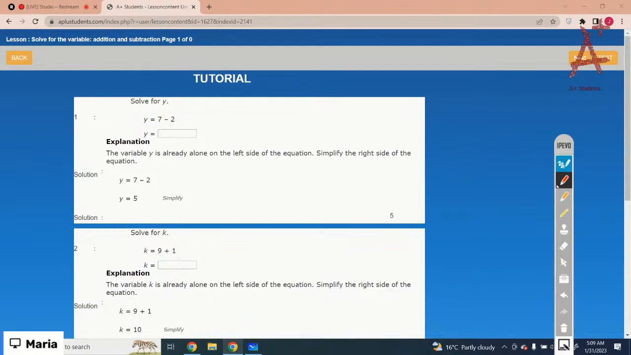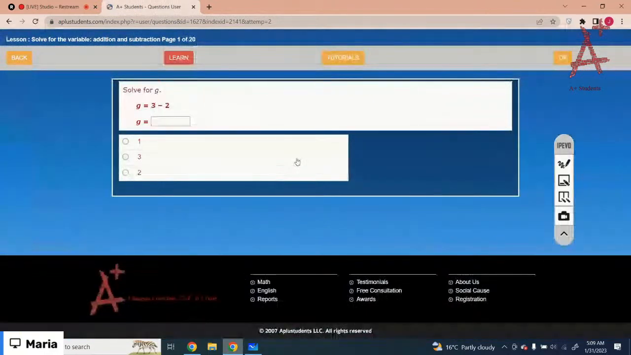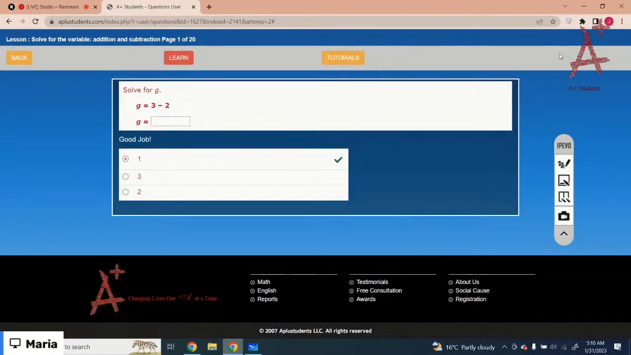Okay, let's just start with the test questions. The first one is solve for g equals 3 minus 2. So g is already alone on the left hand side. Just subtract it, 3 take away 2 equals 1. So the correct option is 1. Just select the correct option, then click on the OK button.